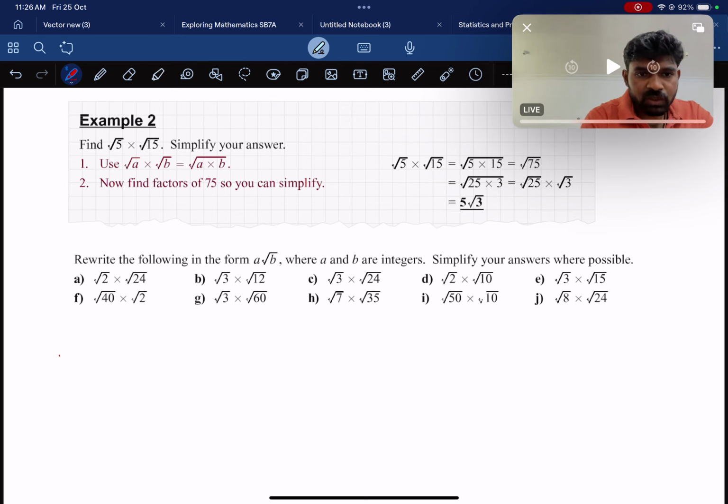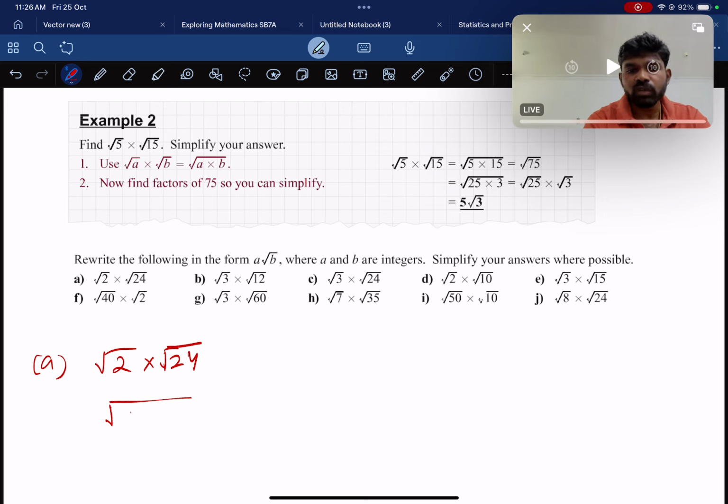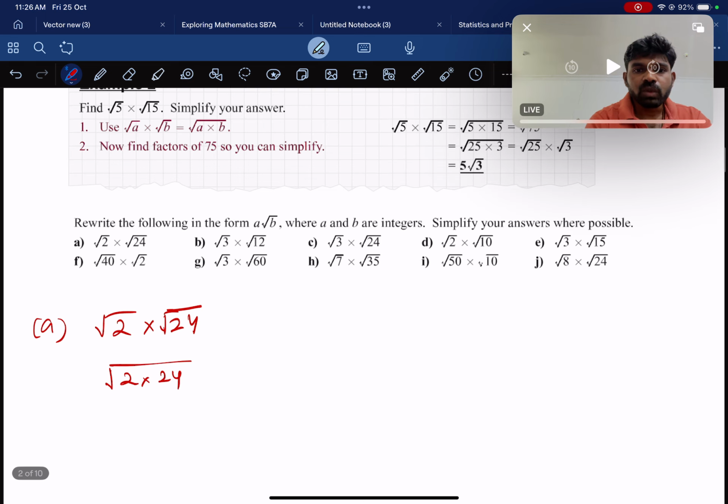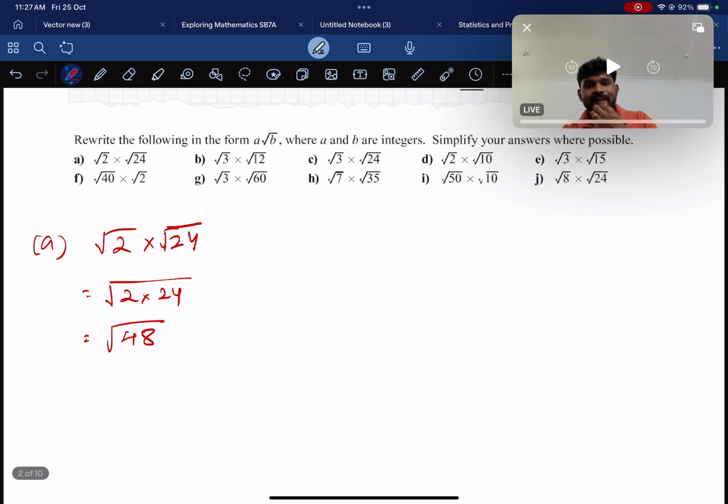Okay, let's do question number 2, part a, root of 2 times root of 24. Now root of 2 times root of 24 can be written as root of 2 times 24, right? So we can write this as root of 48, since 2 times 24 is 48. Now think about a number which you can split into one perfect square value and another surd value. So which number can give me 48 with one value as a perfect square and the other as a surd?